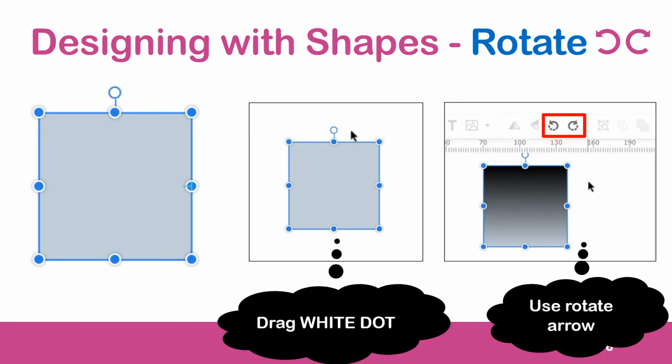To rotate your shape on Gravit Designer, you can simply do it by dragging the white dot or using the rotate arrows available. To do a free rotate, drag the white dot of your selected shape and you will be able to drag it and rotate it at any angle you wish.